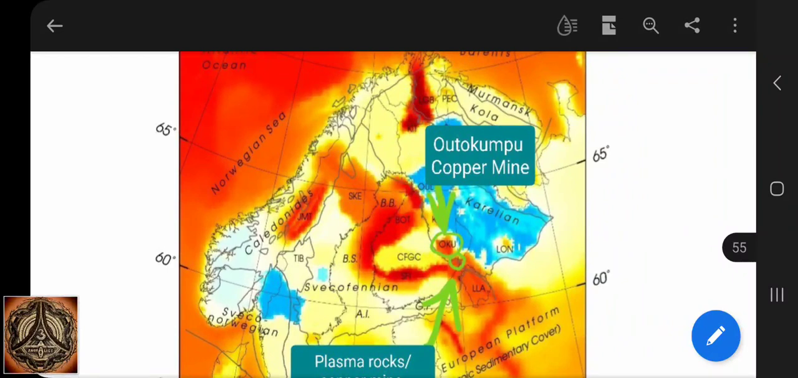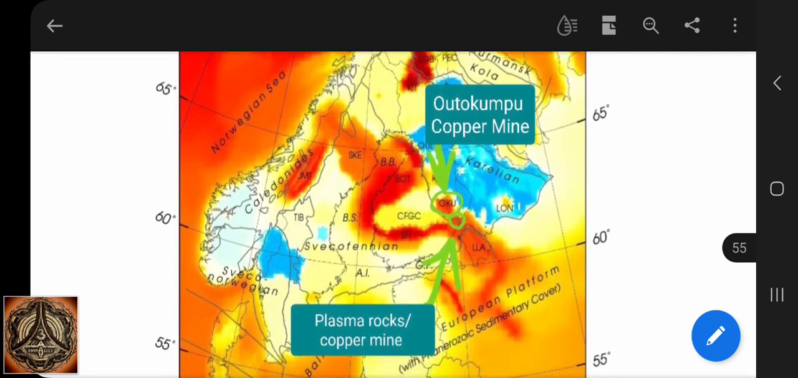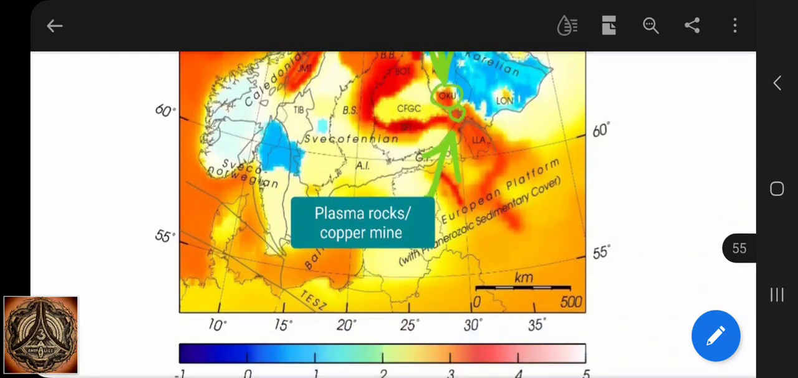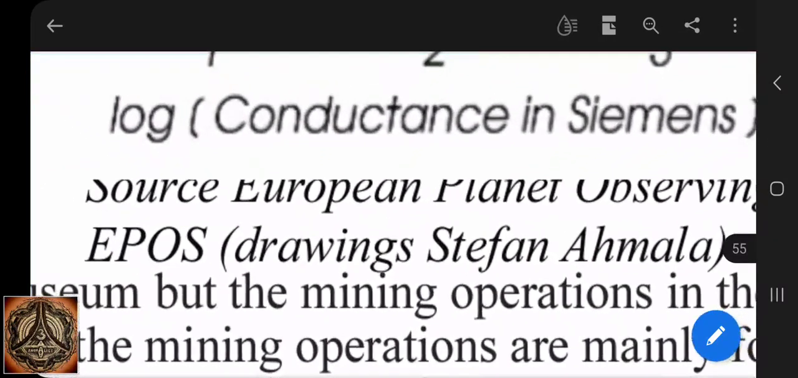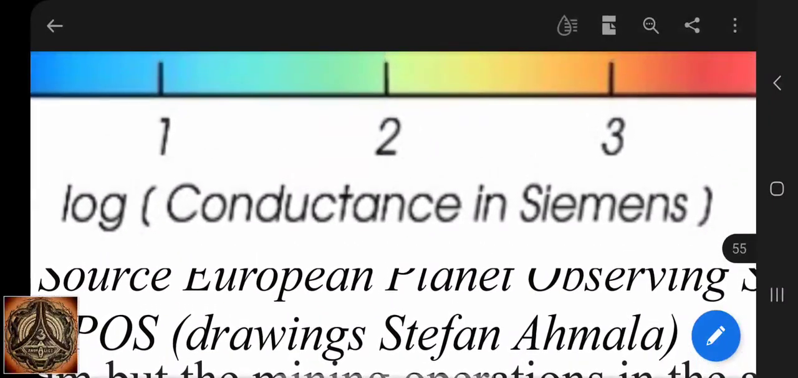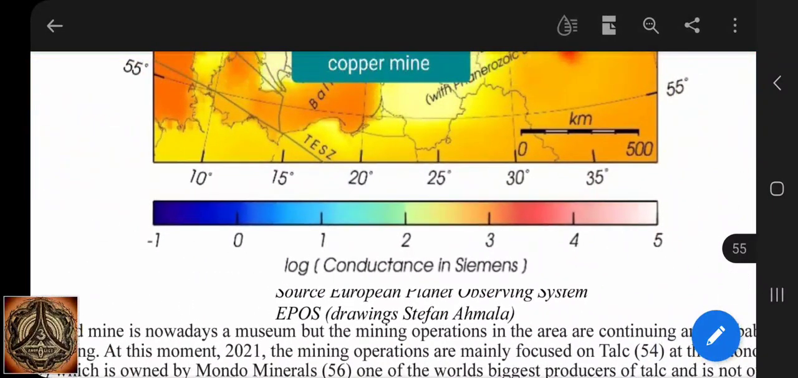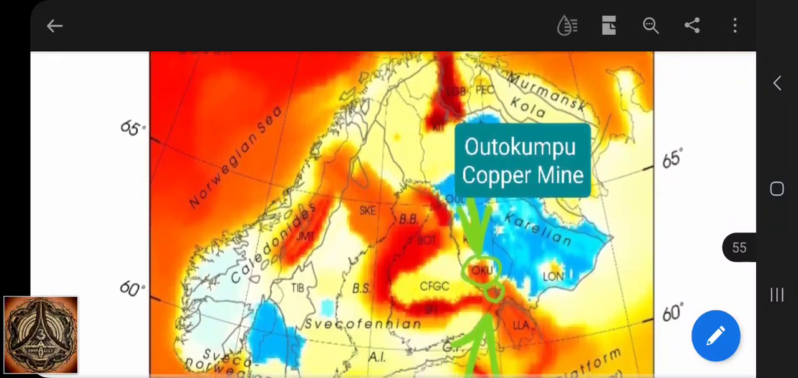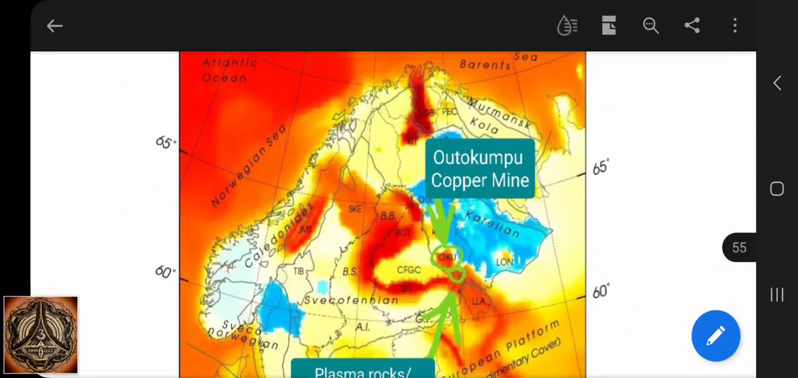And I made a video once about this because I found another picture which I found very interesting, which has very much similarities with this picture here. And I took contact to EPOS, the European Plate Observing System. There is a Finnish guy working there, or was, who was part of making this map here.